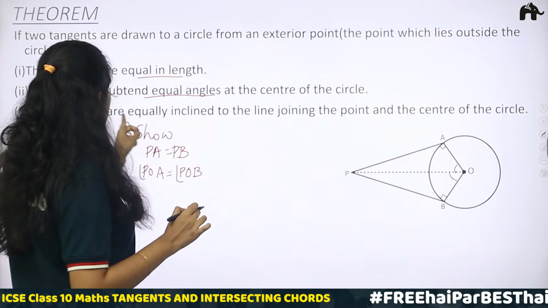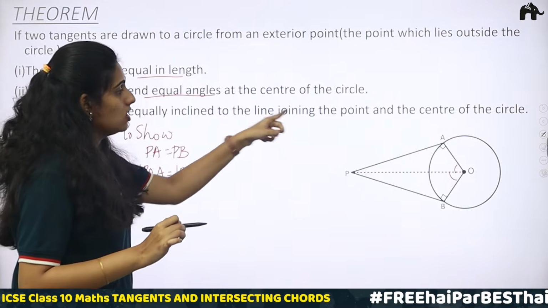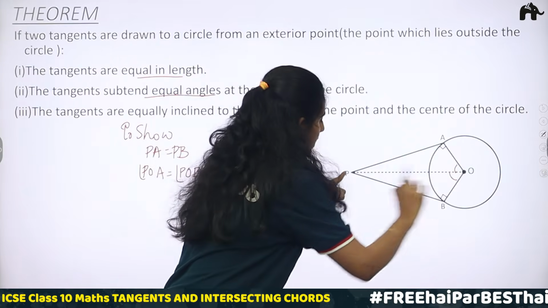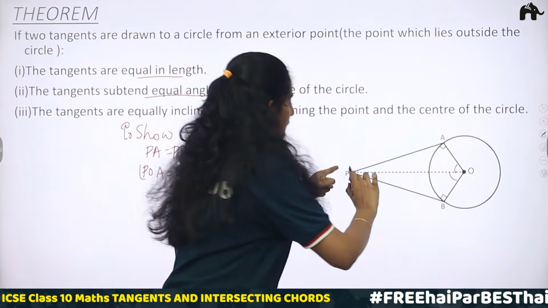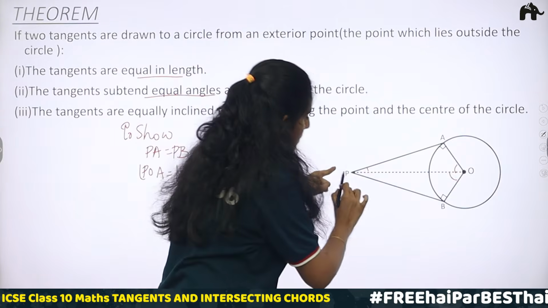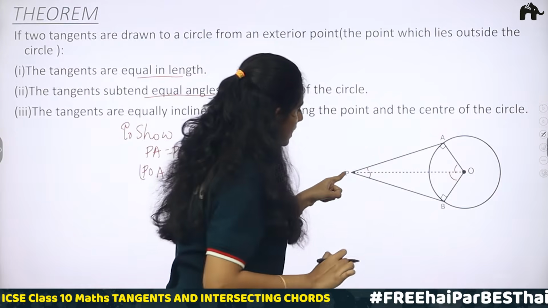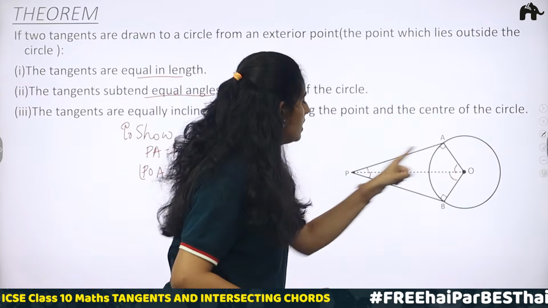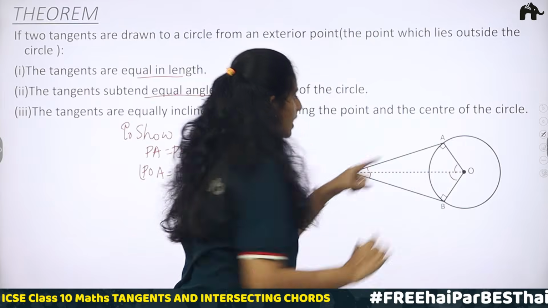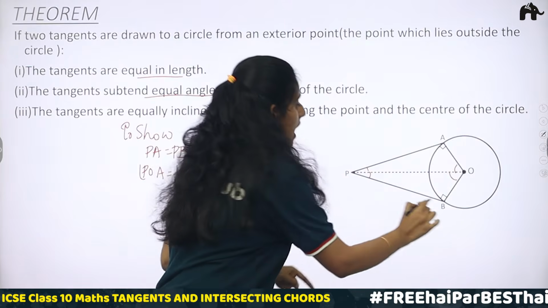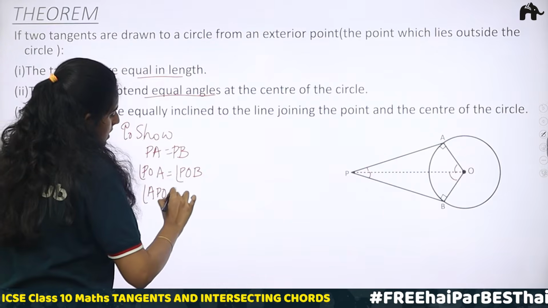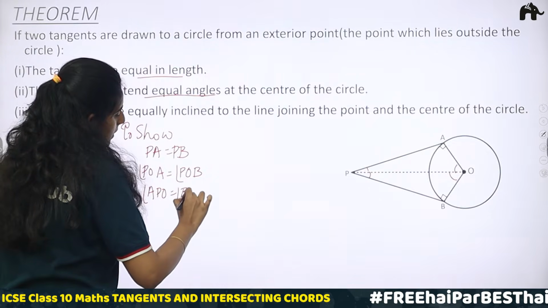And third, the tangents are equally inclined to the line joining the point and the center of the circle. So this is the line joining point and center of the circle. Tangent PA is inclined by this angle and PB is inclined by this angle from the line joining the point and center of circle. So we have to show that angle APO is equal to angle BPO.